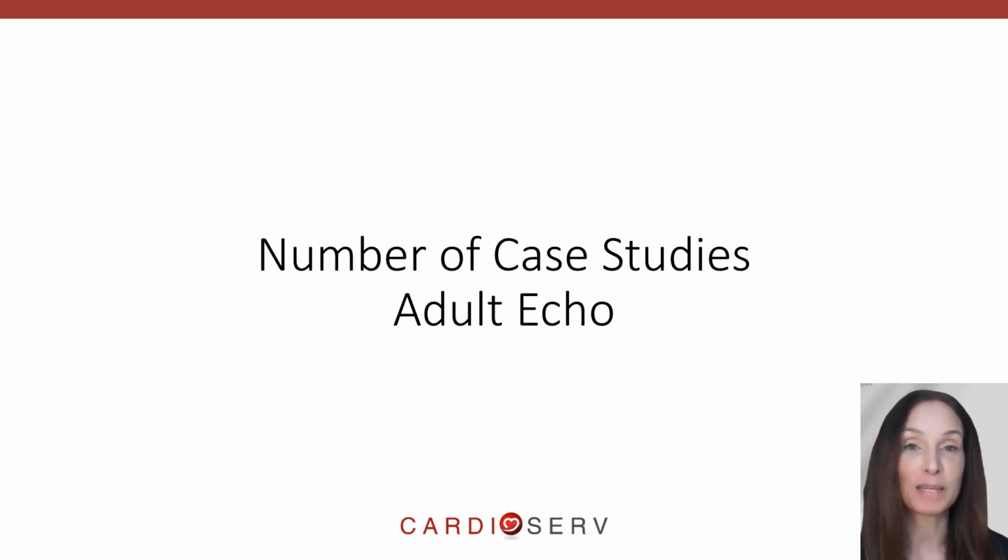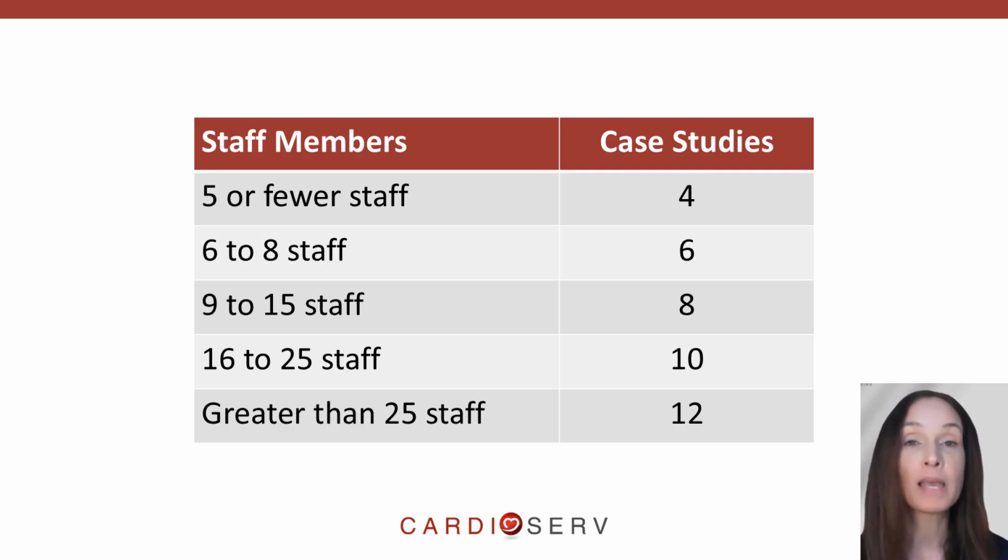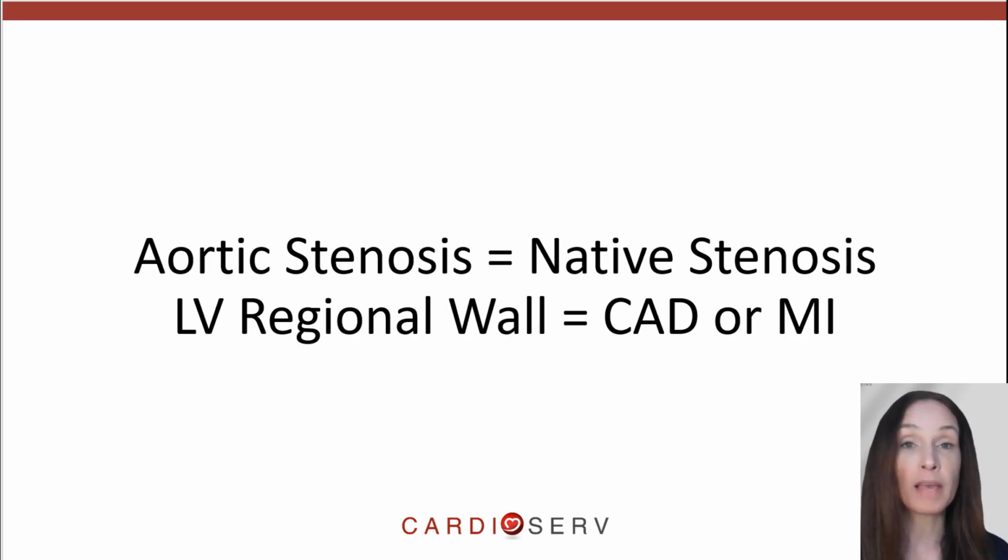How many case studies do we have to submit? Echo is based on the number of staff at your facility. So they count how many physicians interpret, how many sonographers perform, add that up, and based on that number, you will be told how many case studies to submit. The least amount of studies you will ever submit is 4, and the maximum from your primary location is 12. And with echo, they are split between native aortic stenosis and regional wall motion.